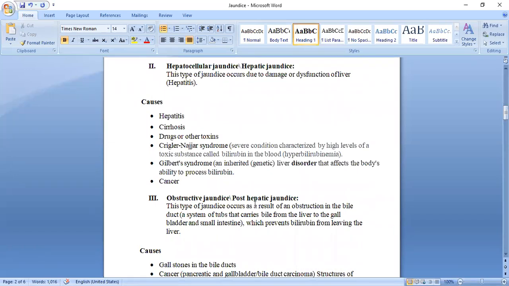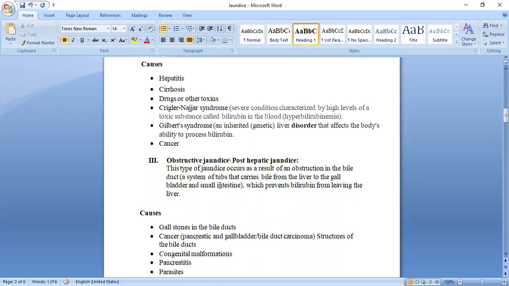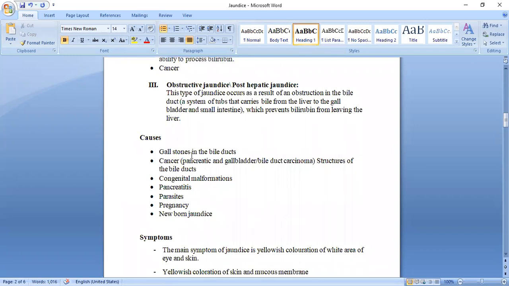Third one, obstructive jaundice, that is post-hepatic jaundice, meaning what? If any obstruction is there in the bile duct, then there may be chances to produce post-hepatic jaundice. What are the causes? Due to gallstones. If gallstones are there, due to that stone, the bile will not come from the liver to the gallbladder, isn't it? Cancer, any type of pancreatic or gallbladder or bile duct carcinoma. These are the main causes for post-hepatic jaundice. Pancreatitis, parasites, pregnancy, newborn jaundice.